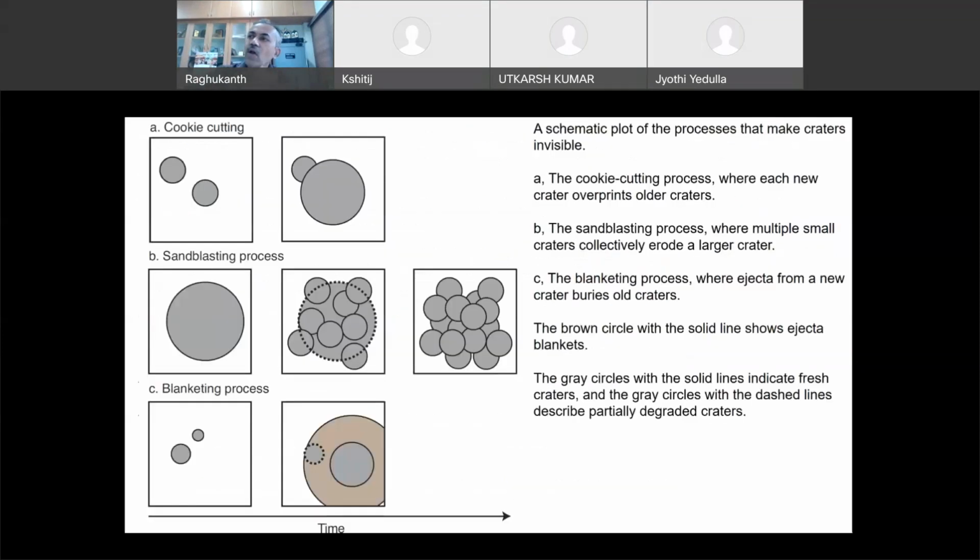And there are also some more problems, like what they call cookie cutting. You can see these are the two original craters. So two craters are there. Now after some point of time, a new crater has formed here. So now this big crater has formed in this region. So what has happened? Originally there were two. Now one more crater has been formed due to impact. So what happened to this small crater, which was existing before? Now what has happened?